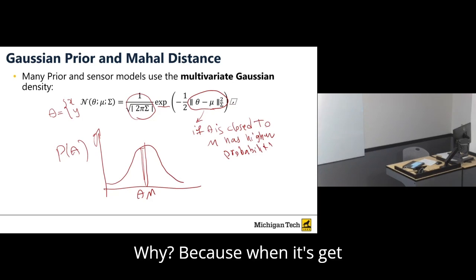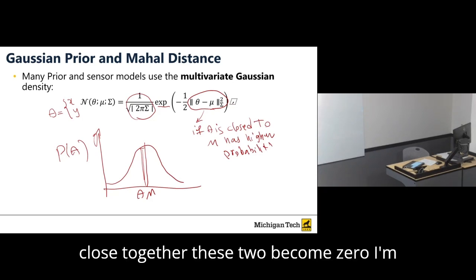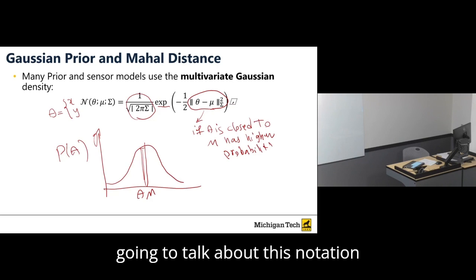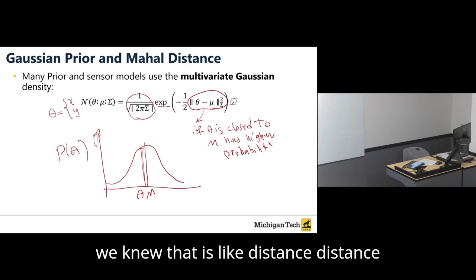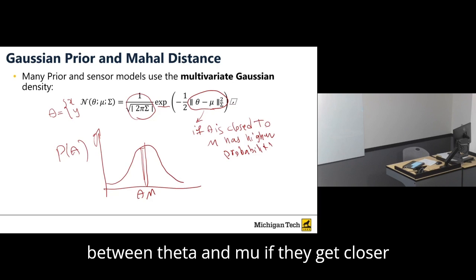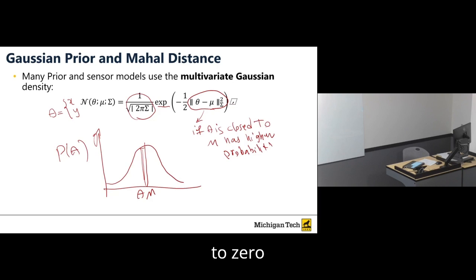Why? Because when it gets close together, these two become 0. I'm going to talk about this notation here. But we knew that it is like the distance between theta and mu. If they get closer to 0, the exponential family is at a maximum.